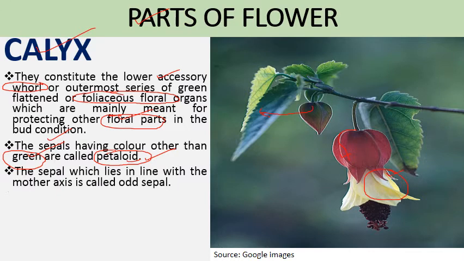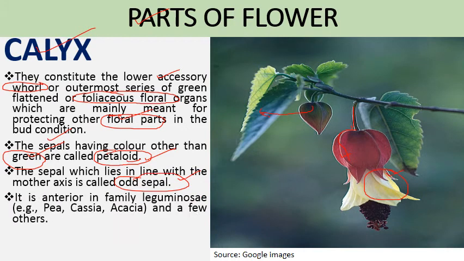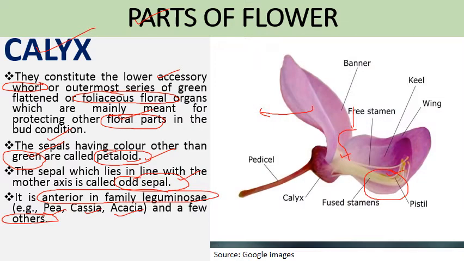Next, the sepal which lies in line with the mother axis is called odd sepal. So ऐसे sepal जो mother axis के साथ lie करते हैं line में, उन्हें कहा जाता है odd sepal. It is anterior in family Leguminosae. ये anterior position पे होता है family Leguminosae में. For example, we have Pea, Acacia, and few others. So the sepal which lines with the mother axis is known as odd sepal, and it is anterior in the family Leguminosae. जो family Leguminosae उसकी anterior side में present होता है ये sepal.